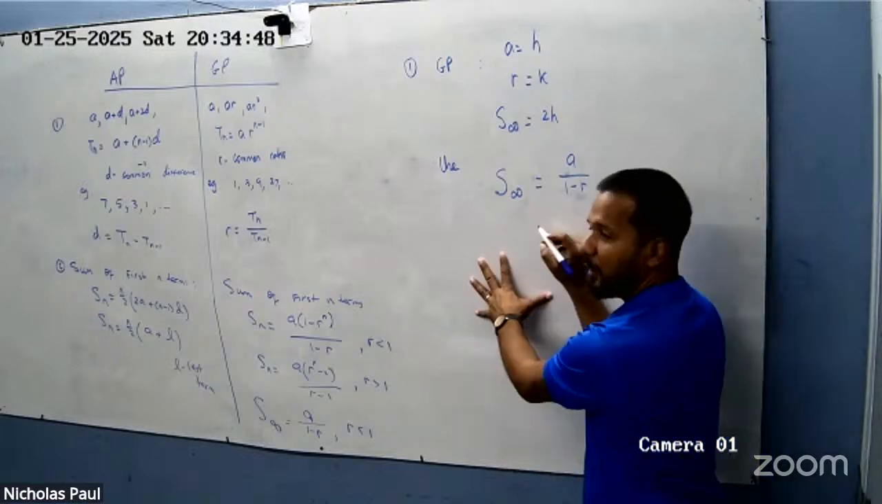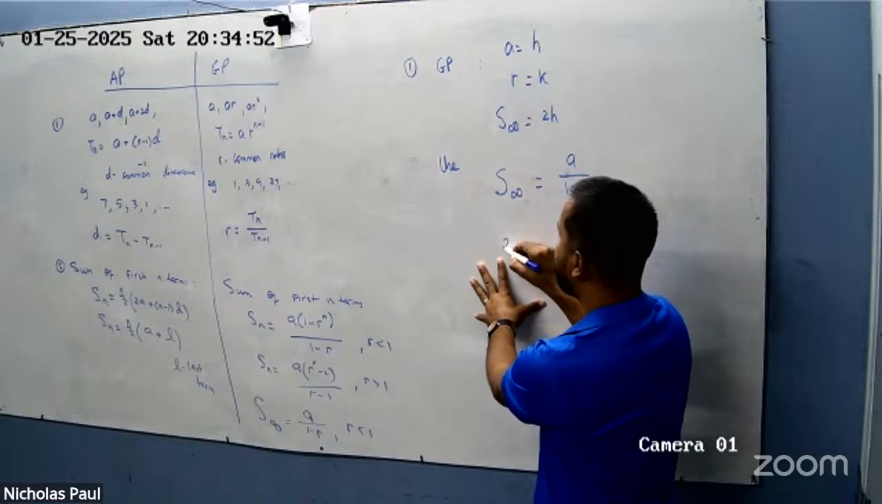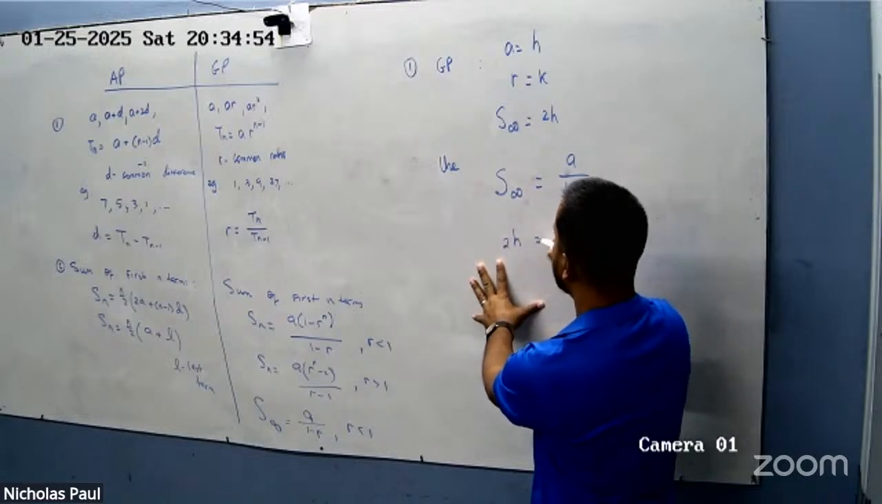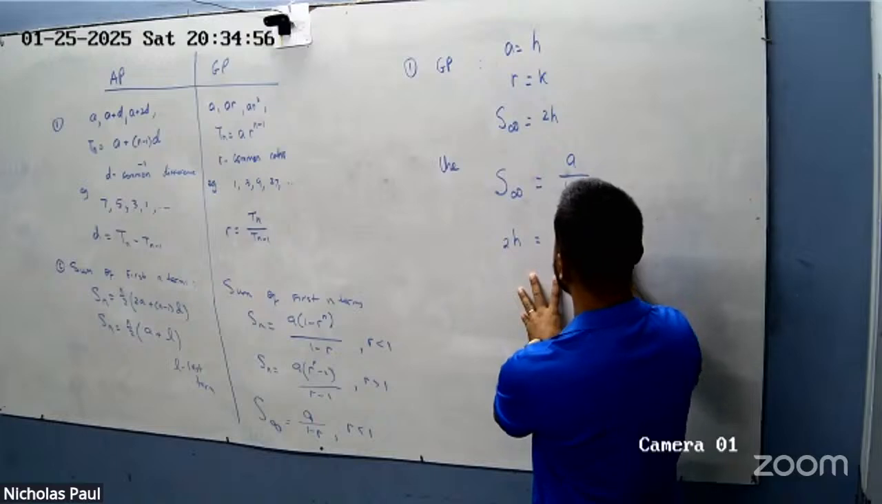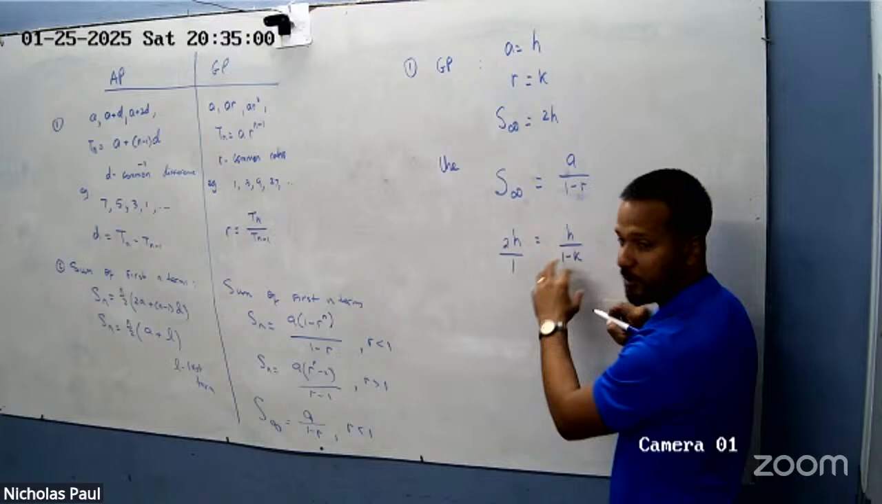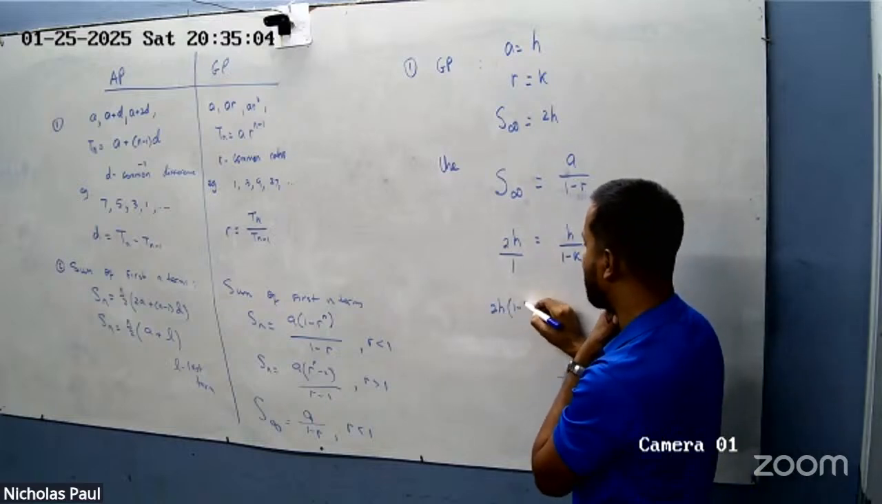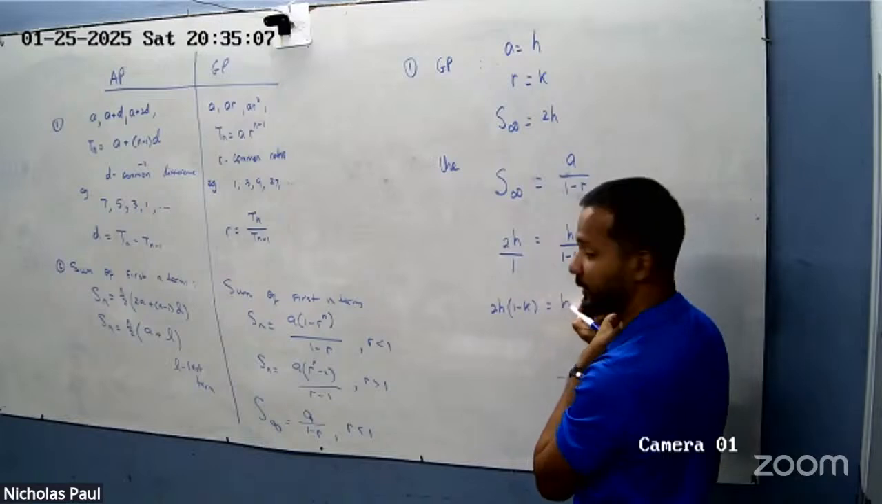Right. So most people reach here. When you substitute here, most people reach right here. And most people recognize that we could cross multiply here, right? So you'll get 2h by 1 minus k equal to h. Right.